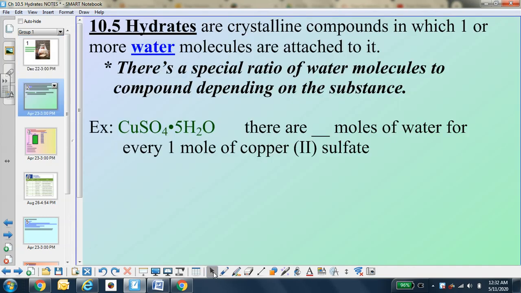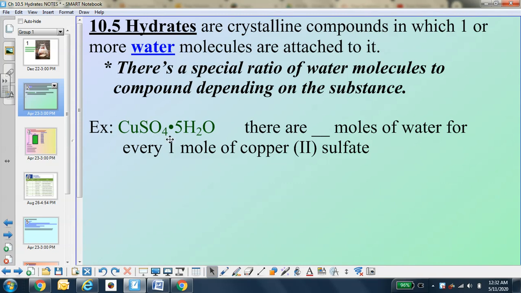So I hope you've accessed your notes on naming hydrates. We're going to look at what they are, how to name them, and how to write formulas. Hydrates are really just crystal compounds where you have one or more water molecules attached to it. It's an ionic compound that has a special ratio of water molecules adhering to it, and that depends on what the substance is as to how many water molecules are attached.